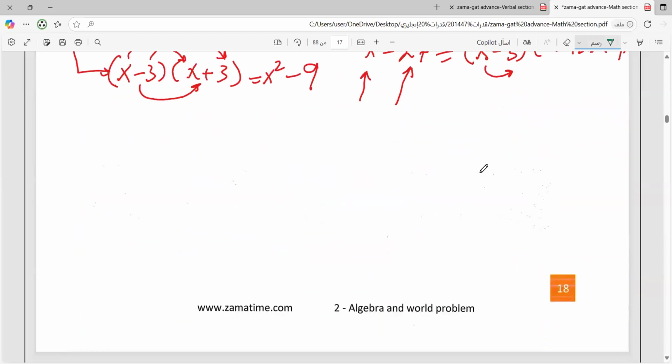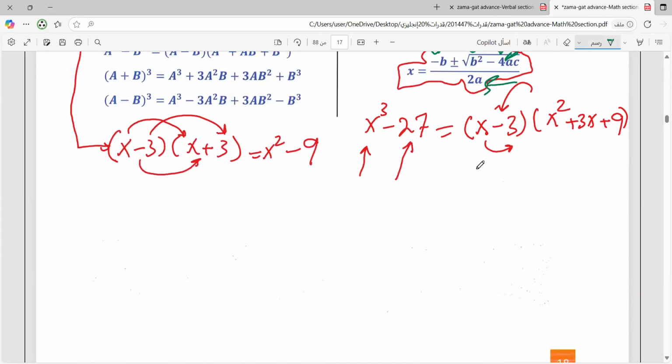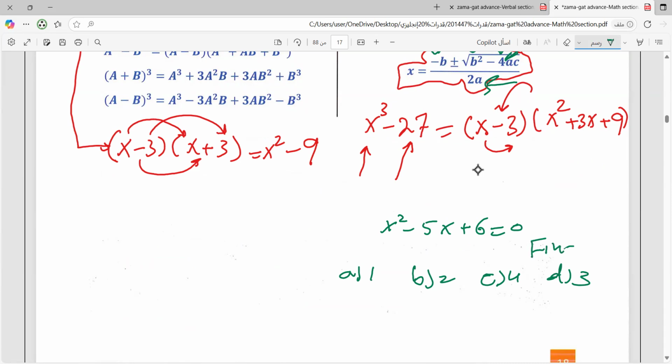Okay. So what will we do in the exam then? Only try. If I give you x squared minus 5x plus 6 equals 0, then give you the choices: A is 1, B is 2, C is 4, D is 3. So what? Find x. How to find x here? We substitute the numbers for x, then we get 0, it's okay, right?